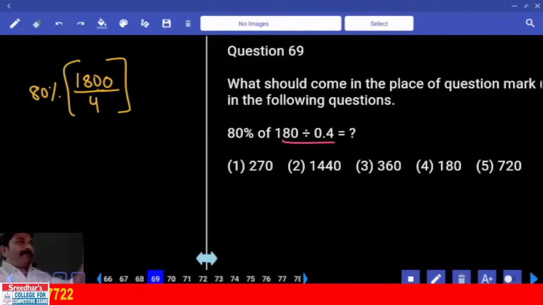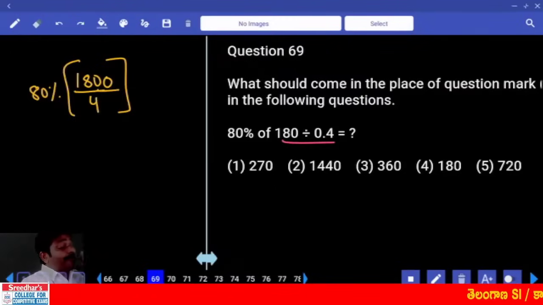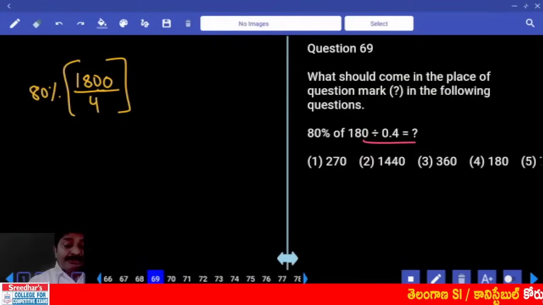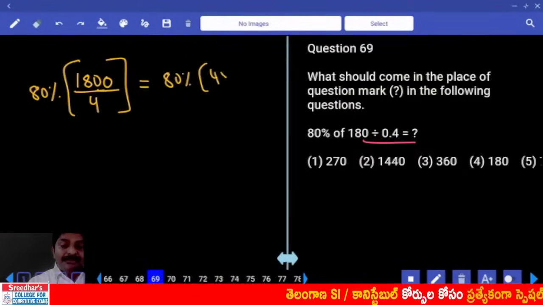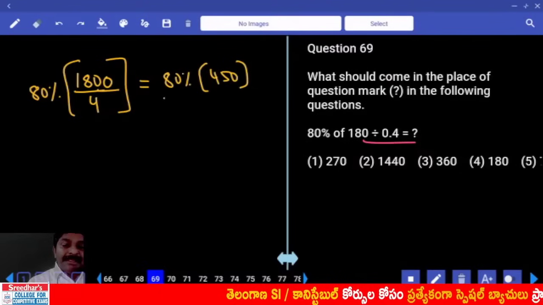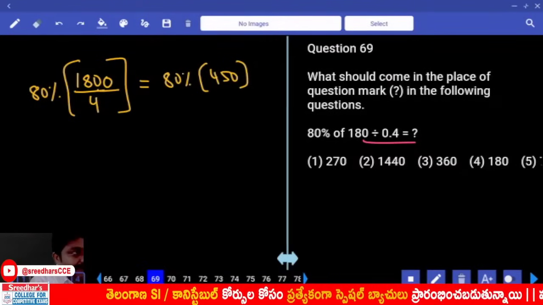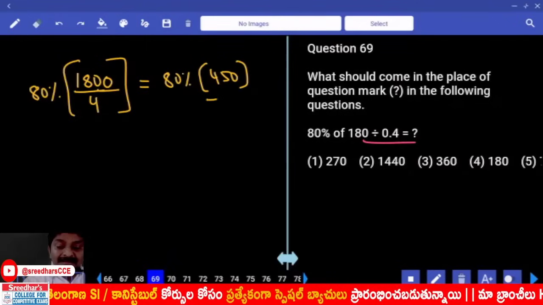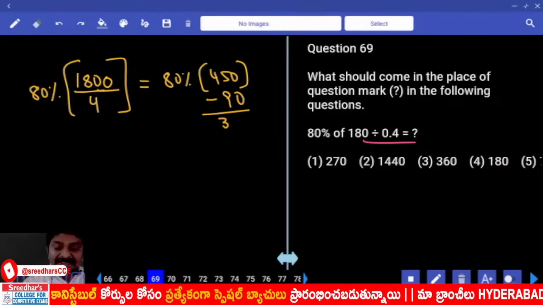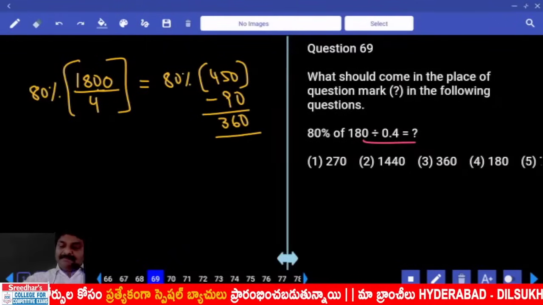1800 by 4. Half and half. Half of 1800. Again half. 450. So we have to calculate 80% of 450. Correct? 80% in the sense subtracting 20%. What is 10%? 20%. If you subtract 90, answer 360.